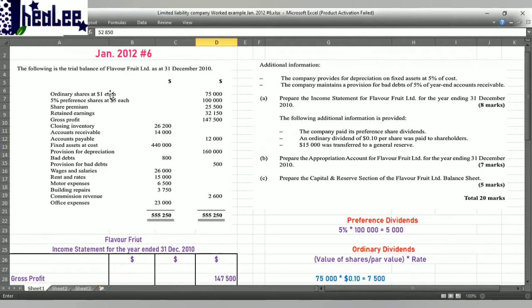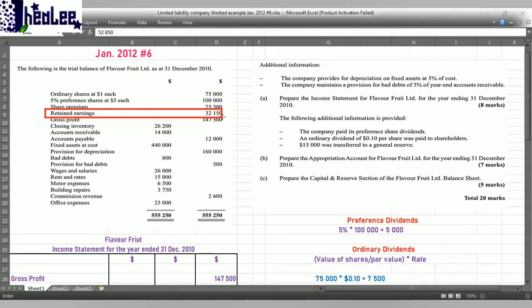So in your question, in your trial balance, once you see retained earnings, let me highlight that for you. In this case, it is $32,150. That is then added to your profit that you have calculated this year. So that retained profit is added.